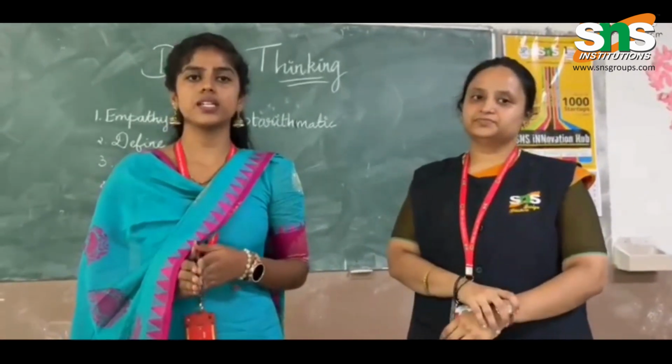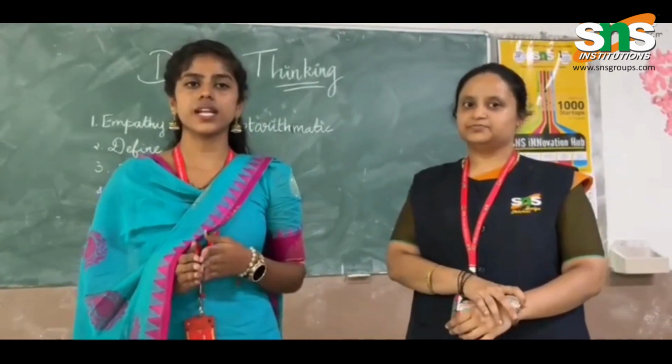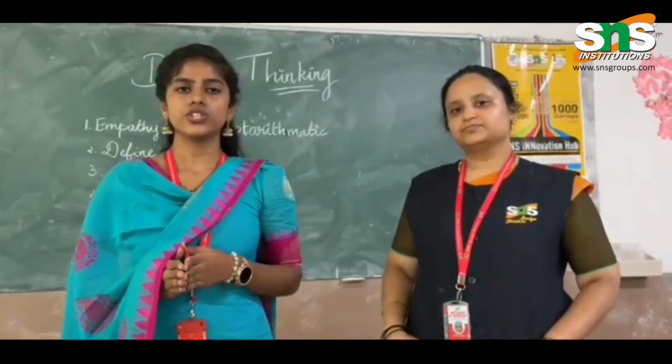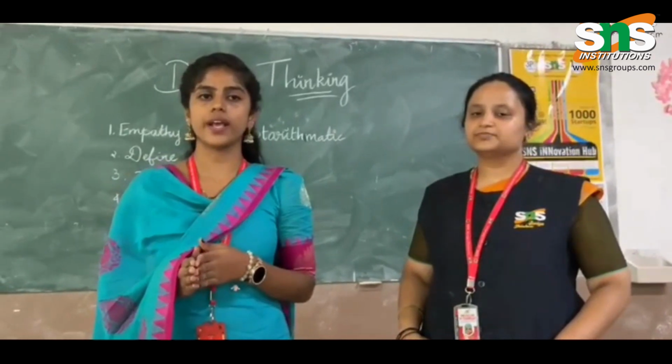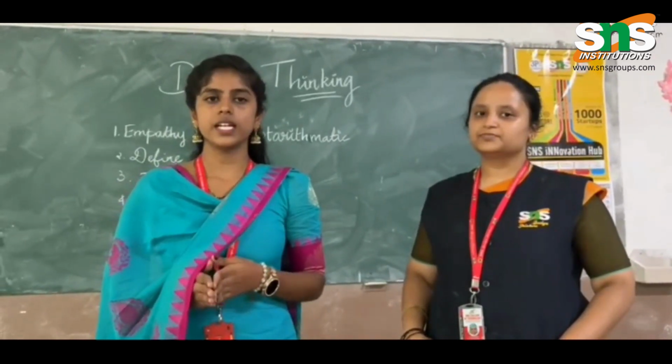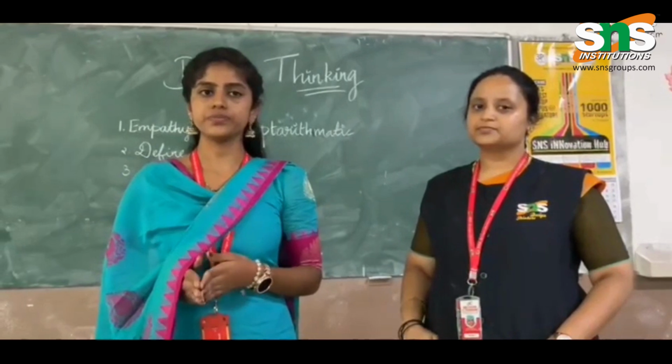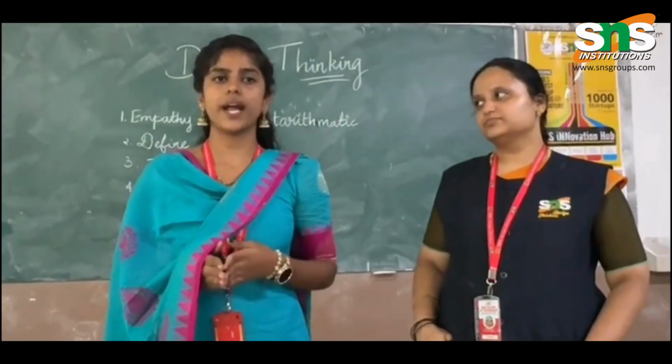Here we clearly state the problem. Our problem is to find a unique digit for each letter so that the addition equation remains valid. Defining also means listing the conditions. Each letter stands for a single digit, 0 to 9. Leading letters cannot be 0. The final sum must match exactly. This step sets a precise boundary for the solution. Next, I will explain the ideate stage.